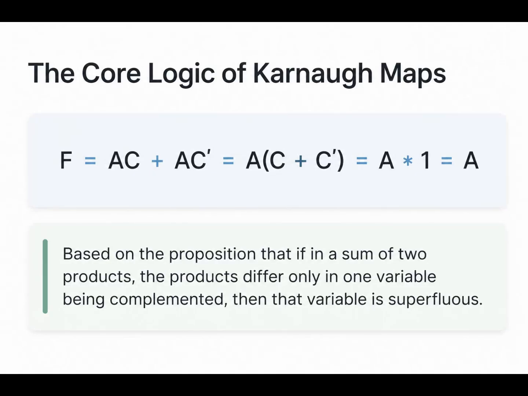The entire concept of a Karnaugh map, or K-map, rests on one simple proposition. If you have a sum of 2 products and they differ by only one variable being complemented, that changing variable is completely superfluous. Spotting this in a standard truth table can be tricky, but a K-map makes it visually obvious.